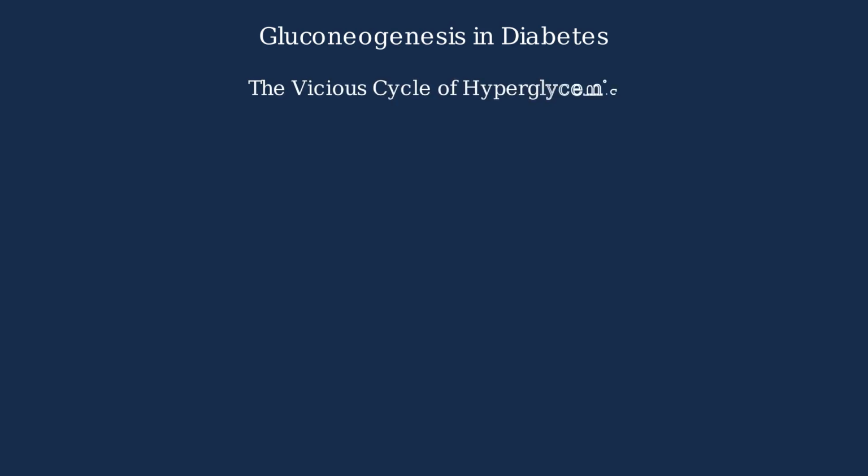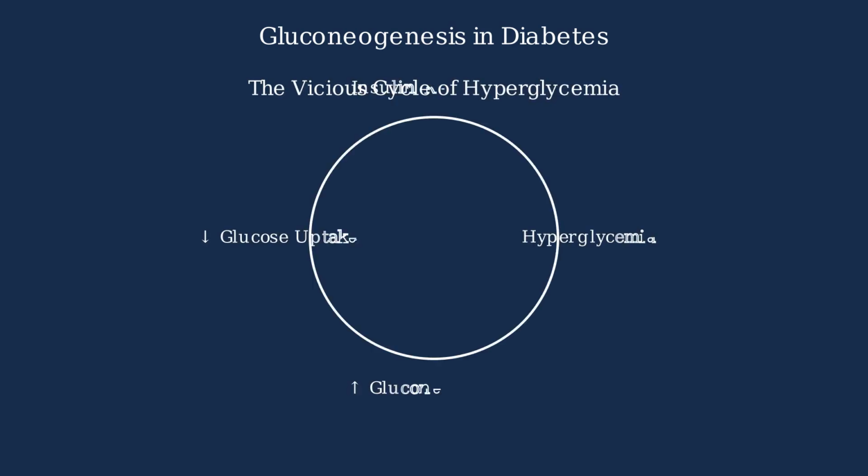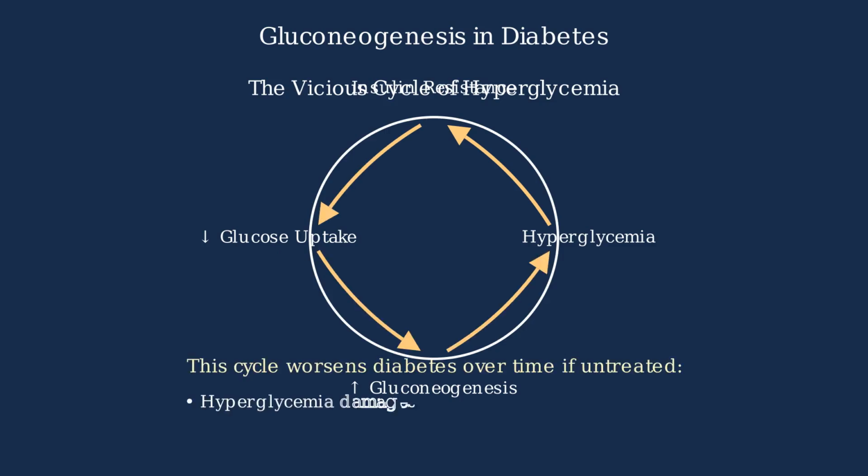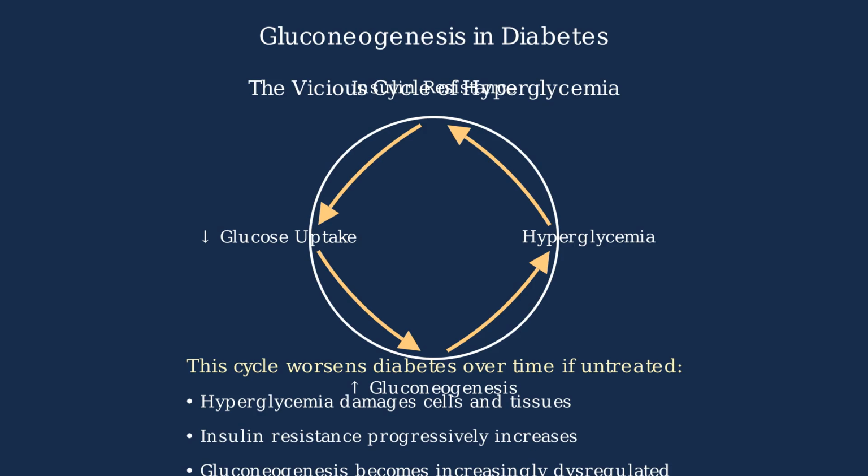Diabetes features a vicious cycle where hyperglycemia worsens insulin resistance, which reduces glucose uptake by peripheral tissues, further increasing gluconeogenesis and resulting in more hyperglycemia. This self-reinforcing cycle explains why untreated diabetes typically worsens over time, with progressively increasing insulin resistance and gluconeogenesis.